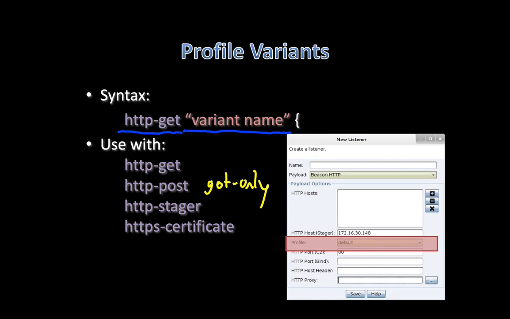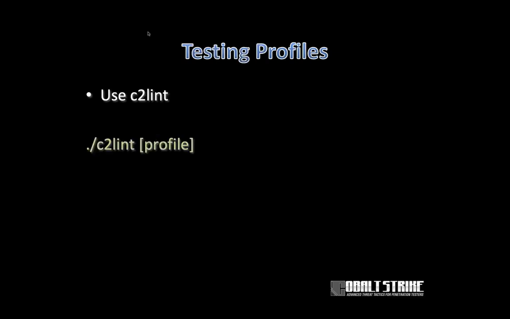So that's profile variants. And of course, you can choose which profile variant you want when you create a new HTTP beacon listener. They will all show up under the profile field, and you can choose those right there. Whenever you make changes to your profile, you should always check the new profile with the C2Lint tool. C2Lint is distributed with the Linux package of Cobalt Strike, and it allows you to kind of unit test and preview what your profile looks like.